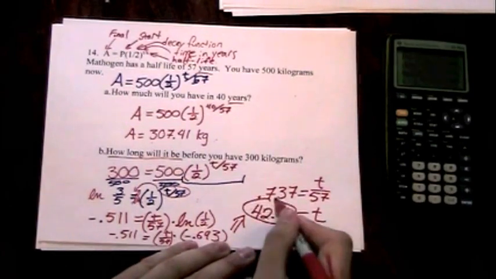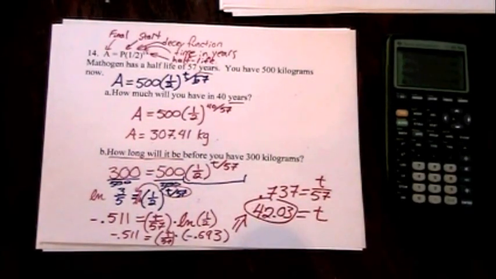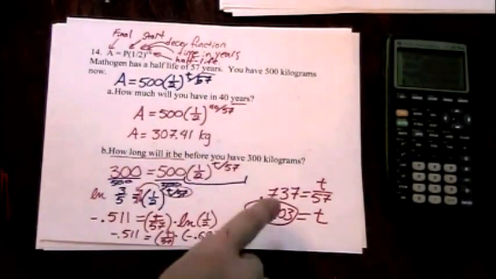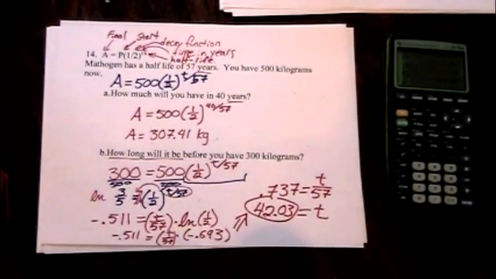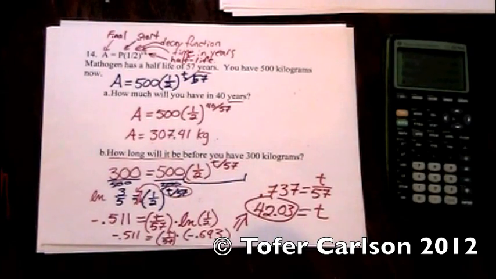42.03. So that means that after 42.03 years, I'm going to have 300 kilograms remaining. That also jives with our first estimate that it would be pretty close to 40 years. So we're in pretty good shape.